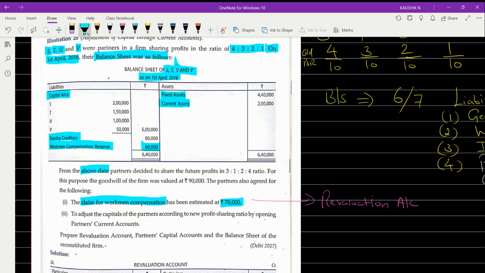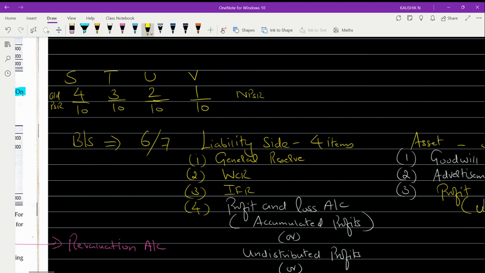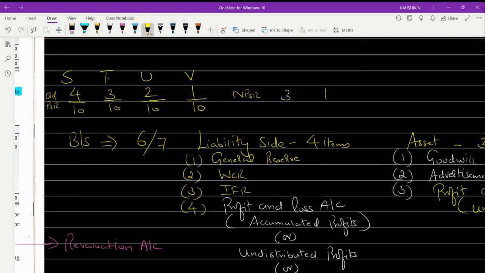From the above date, partners have decided to share the future profits in the ratio 3:1:4. So NPSR is also given to us. In the question, we have also been given the NPSR. So NPSR is 3:1:4 for S, T, U, V. So 3 plus 1 is 4, 4 plus 2 is 6, plus 4 is 10. So 3 by 10, 1 by 10, 2 by 10, 4 by 10.